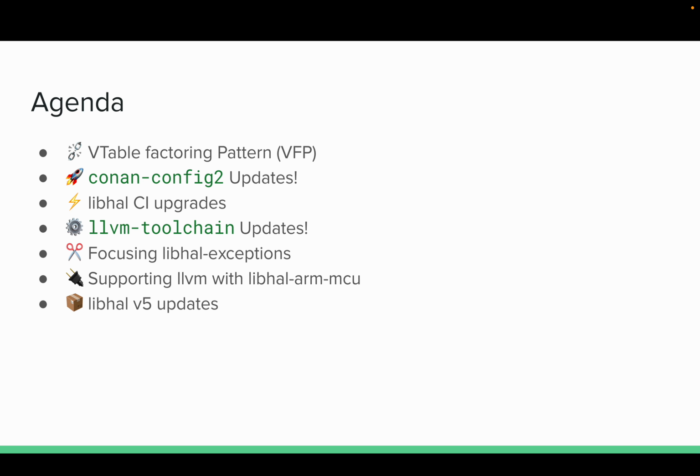Next, we'll go over some updates to the Kona config 2. I'll also go over some libhal CI updates, which will not really improve performance of anything or improve the speed in which CI works. It actually makes it a little slower, but it'll improve the overall amount of time used. I'll go over some updates for llvm-toolchain, which is basically that we have full support for ARM Cortex machines, architectures.